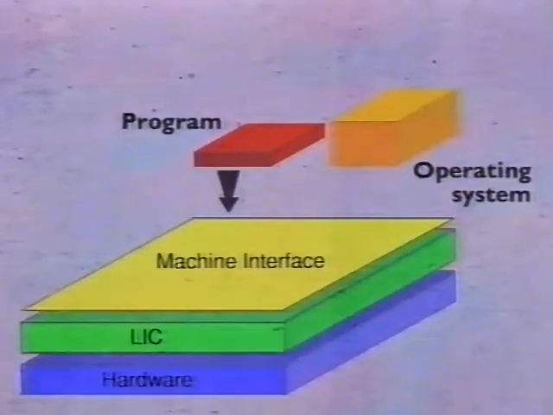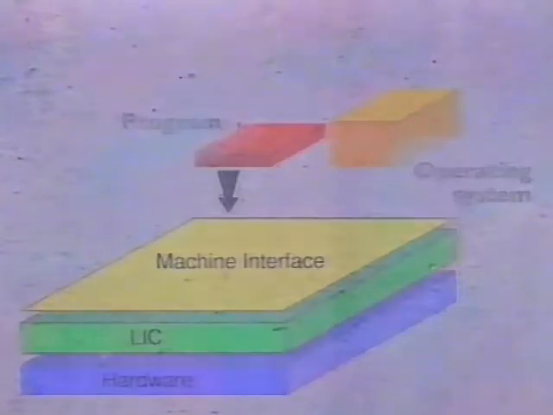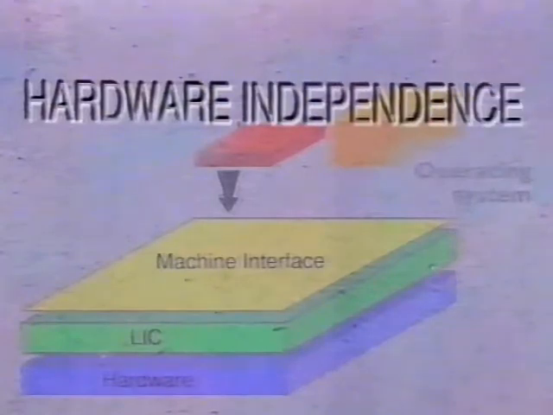So, to summarize, the first architectural principle, the high-level machine, gives you hardware independence and improved performance.